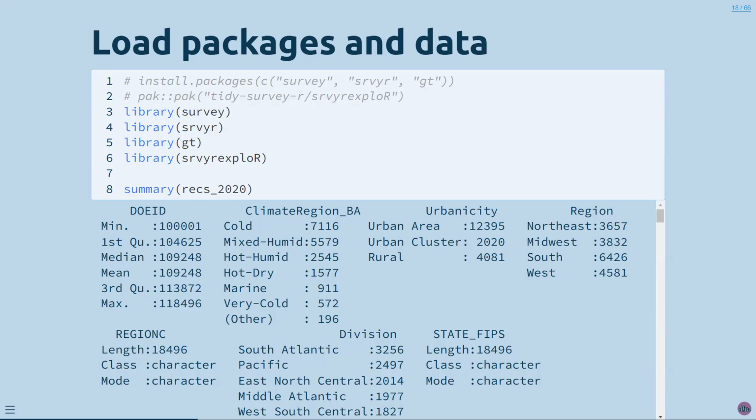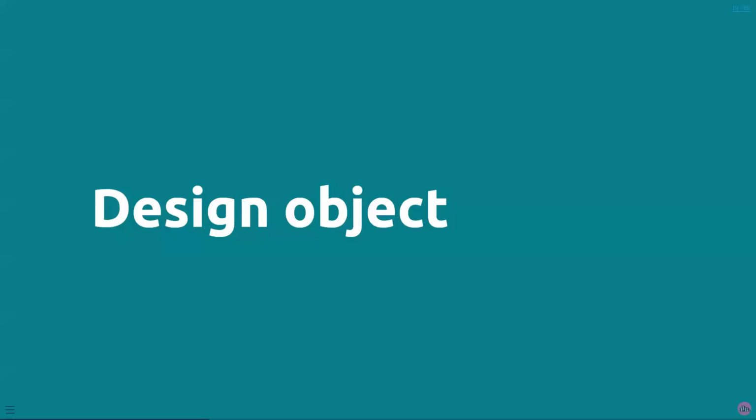So now that we have our raw data, we're calling this our recs_2020 data set, we now have to create that design object. This is the first step that you have to do before you create anything with survey analysis. You need to make sure you set this up correctly. We've talked a lot about the documentation for surveys. That is going to be very important for you as you figure all of this out.